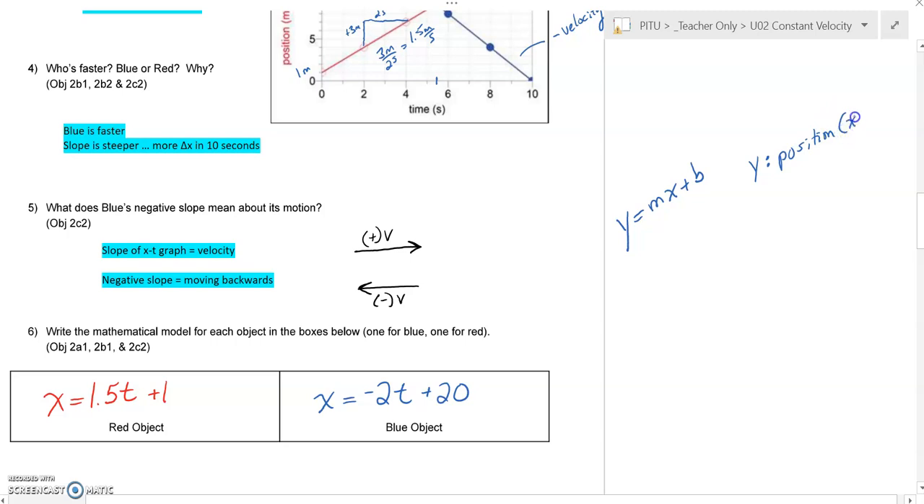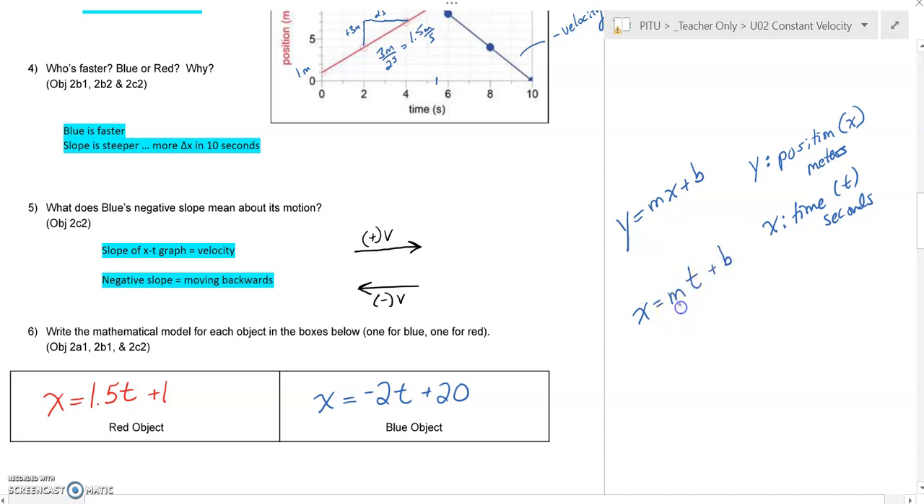We've typically referred to it as x, right? And this is something that's in meters. And on the x-axis is time, which we use the symbol t, and that's typically in seconds. So if we substitute these in, then we get x equals m times t plus b.